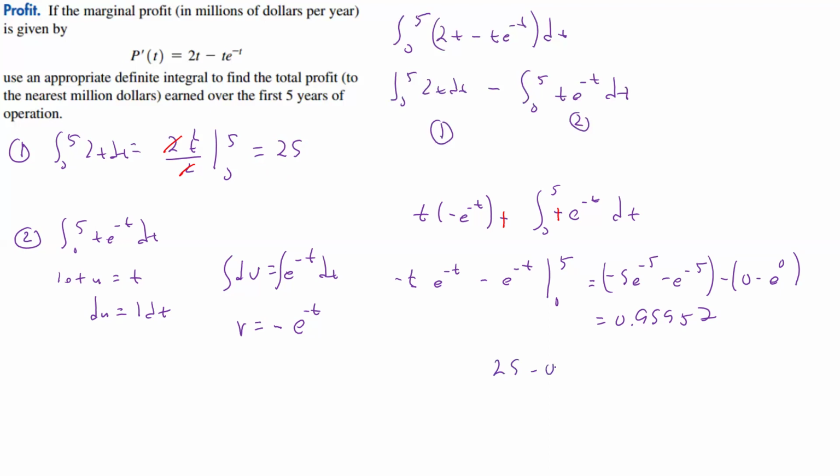And so my overall answer is going to be 25 minus that. So 25 minus 0.95957, and that's going to be equal to, maybe I'll put it to the side because I have to round, I remember, 24.0404. Rounded to the nearest million, it's just going to be about $24 million. Okay, and so that would be my solution to this one. All right, so let's stop with that one and come back for another one.